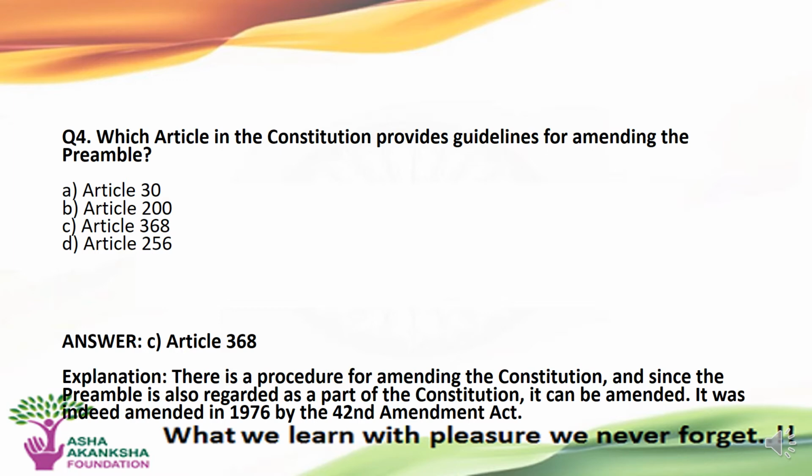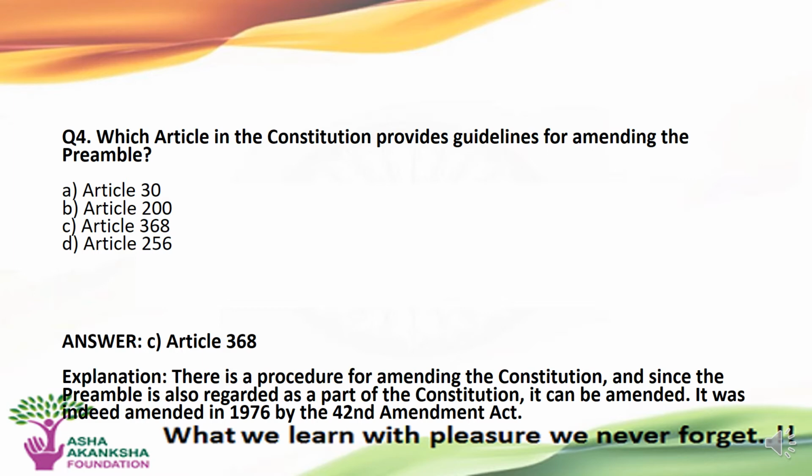The next question is, which article in the Constitution provides guidelines for amending the preamble? Options are A. Article 30, B. Article 200, C. Article 368, and D. Article 256. The answer to this question is option C, that is Article 368. Article 368 is the procedure for the amendment of the Constitution, on how the Constitution should be amended without disturbing the basic structure of the Constitution.